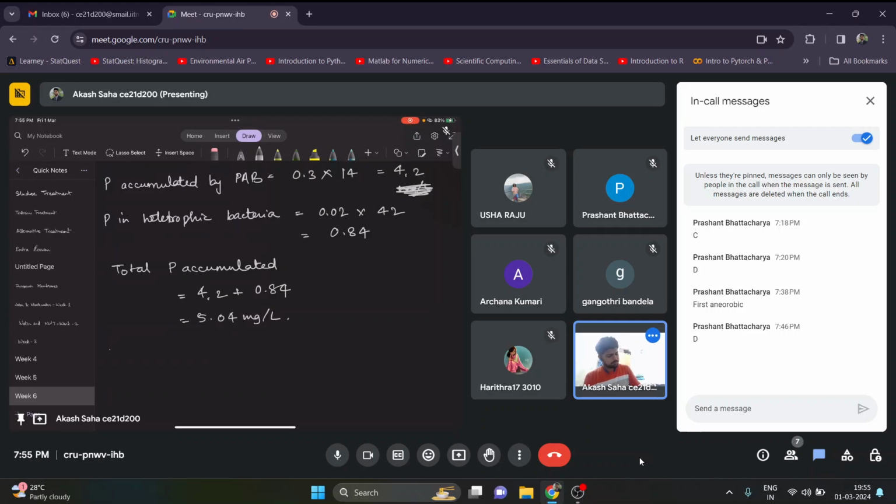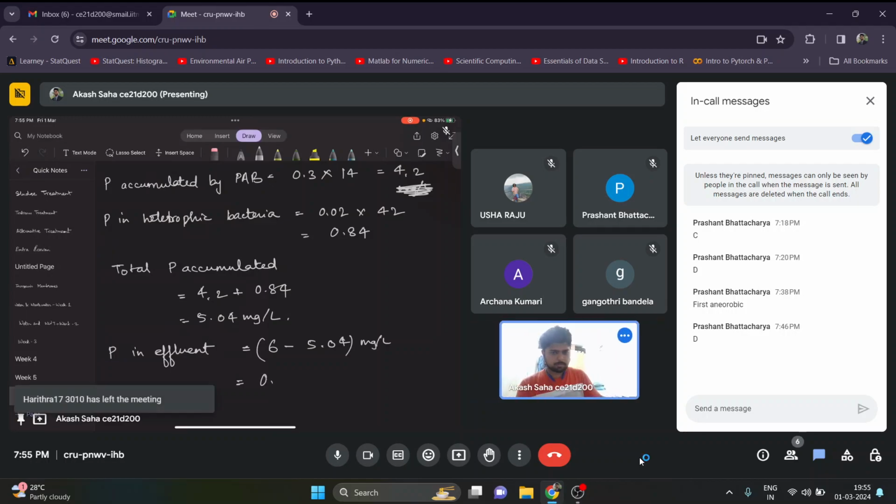And what will be my P in the effluent? The total P in the system was 6. So 6 minus 5.04 milligram per liter will be around 0.96 milligram per liter. So directly we can find it out.